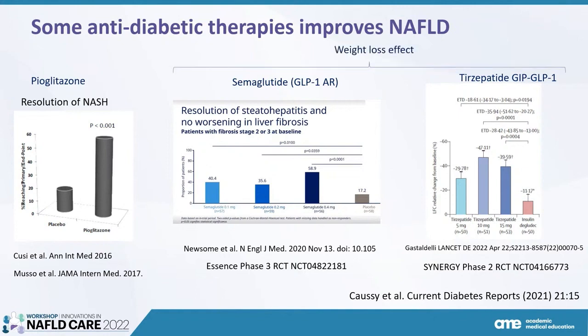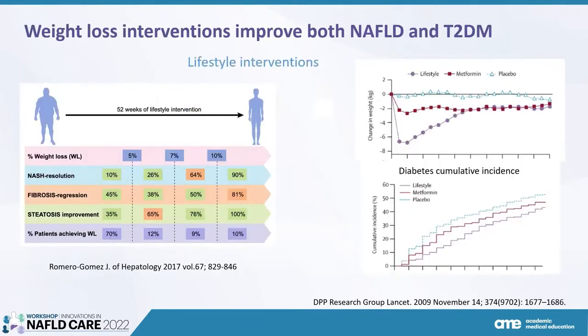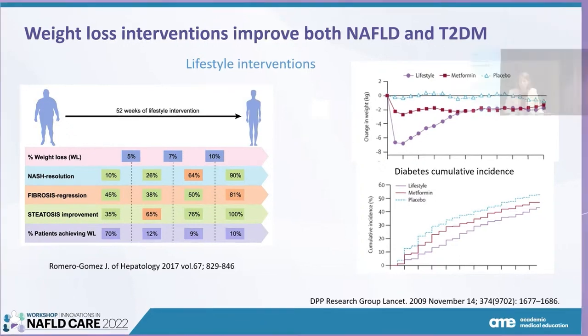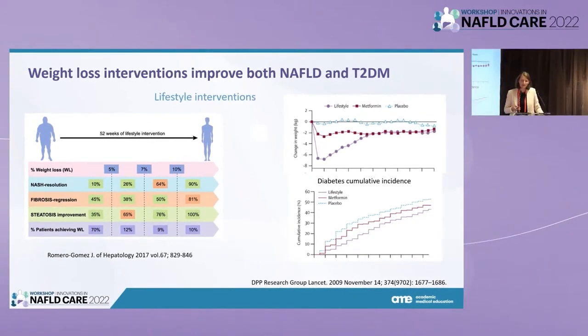What is interesting is that both these therapies also have a strong weight loss effect, and we don't know if the improvement of NAFLD and histological features of NAFLD goes through the weight loss effect, but what is for sure is that weight loss intervention can improve both NAFLD and type 2 diabetes. Again, for the sake of time, it's just an overall summary. We have all in mind this study performed by Romero-Gomez showing that the 52-week lifestyle intervention is able to significantly improve NASH, fibrosis, and steatosis.